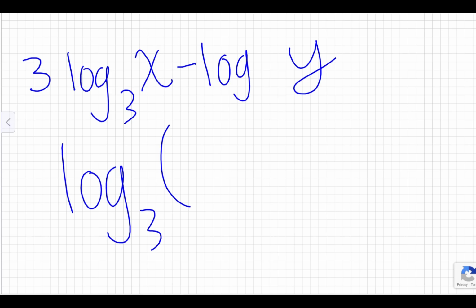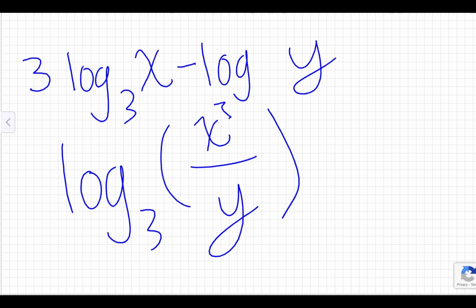You can also write it like this, just x^3 over y. And this would also be correct. Okay, now we're going to be expanding logarithms.